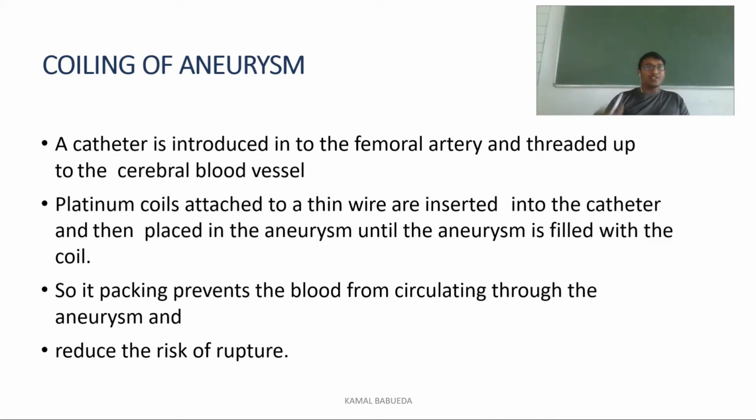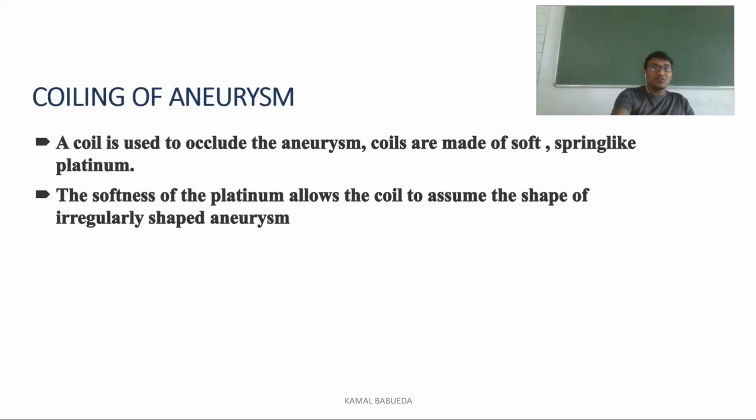Next, coiling of aneurysm. Here also we are introducing a catheter through the femoral artery, and it is threaded up to the cerebral blood vessel. The platinum coil is attached to a thin wire and inserted into the catheter, and it is placed in the aneurysm until the aneurysm is filled with the coil. It packs the aneurysm and prevents the circulation through it, and it will also reduce the risk of rupture. So it is mainly used to occlude the aneurysm.